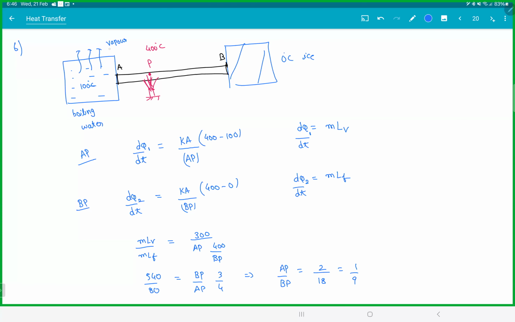The heater should be close to the water because it takes 540 calories per gram. And on top of that, the temperature difference was also less. It's only 300 difference, here it is 400 difference. So you need more heat, and your difference is also less. So that means you should be closer to the water. Clear? Easy one.